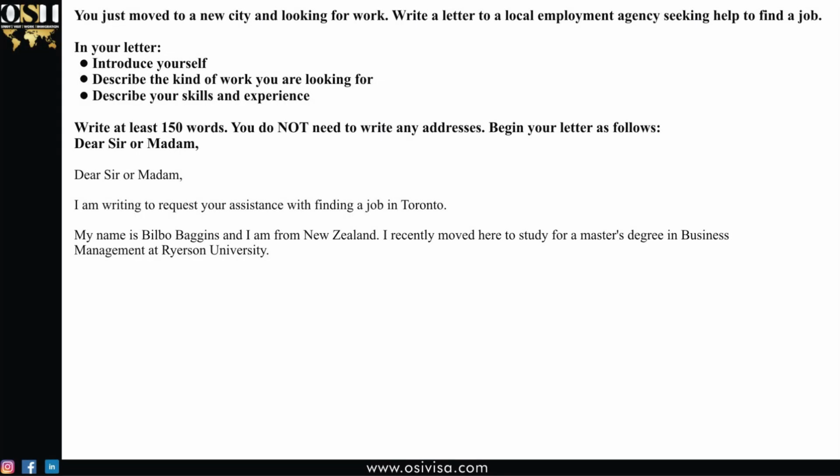So all right, getting back to the slides again. As you can see, there are 3 bullet points, so I've decided we are going to write them in 3 separate paragraphs. So the first paragraph is already here. It says, my name is Bilbo Baggins and I am from New Zealand. I recently moved here to study for a master's degree in business management at Ryerson University. So as the first bullet point said, introduce yourself.